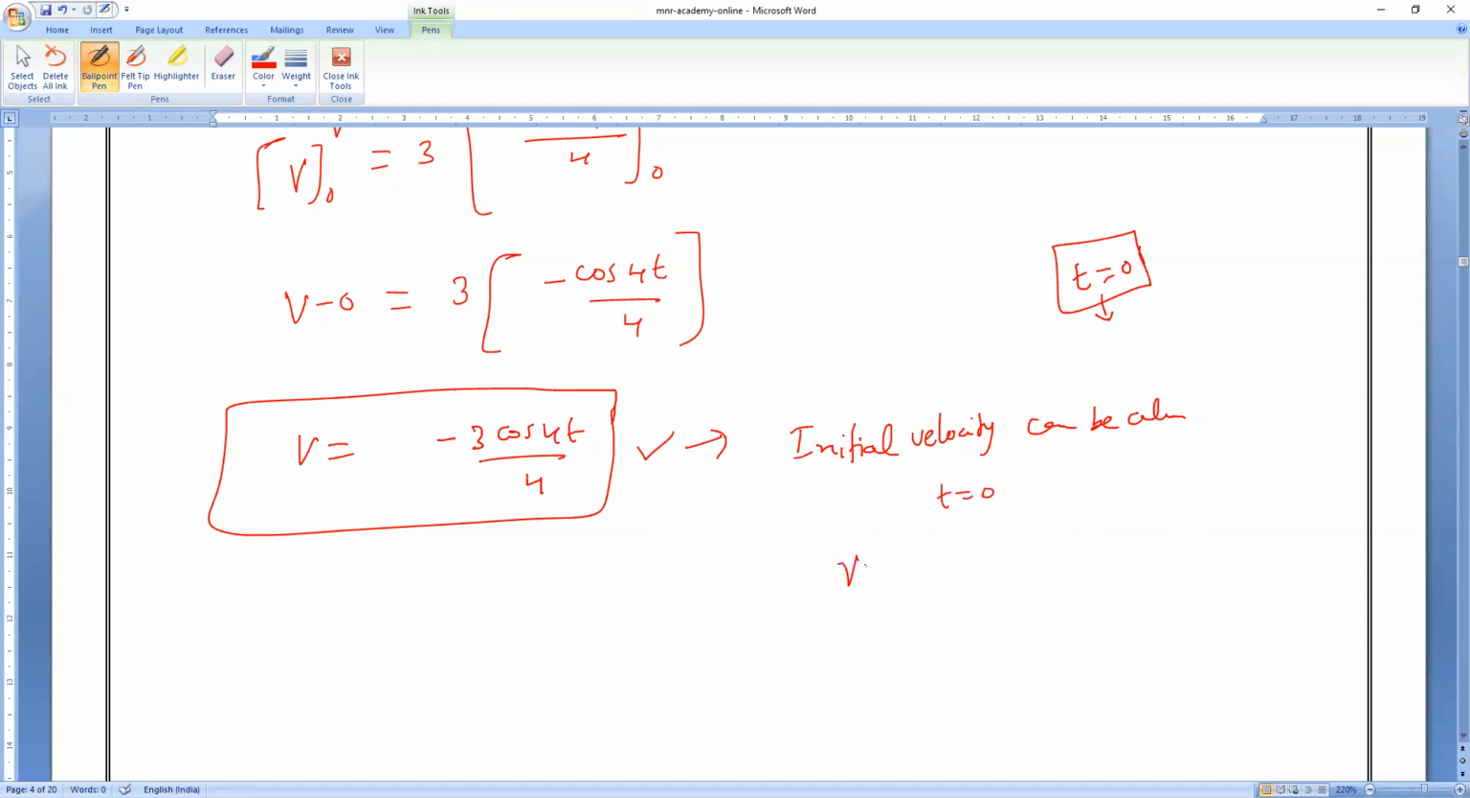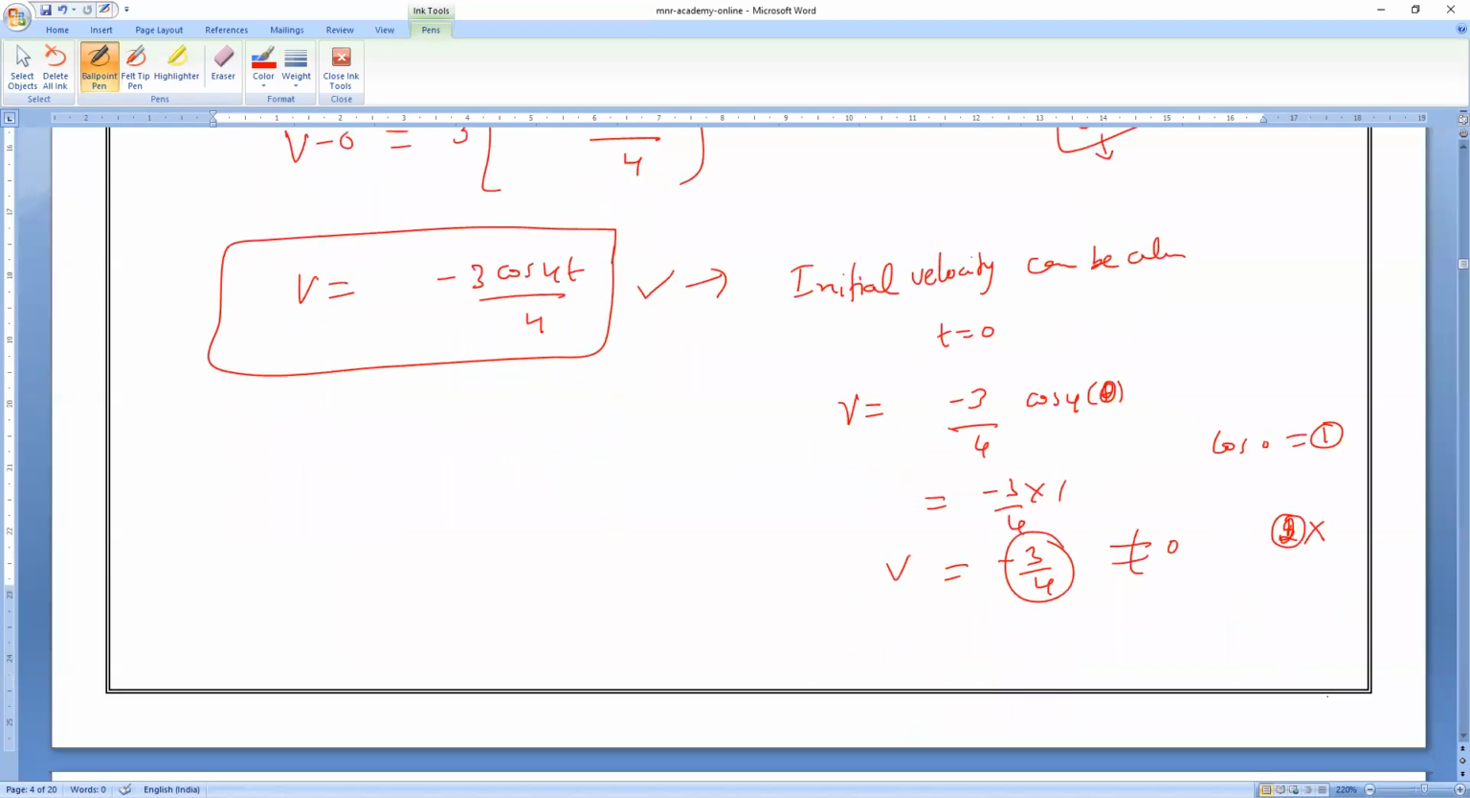So if I substitute t equals 0, we get minus 3 by 4 cos 4 into t. So 4 into 0 means 0. So cos 0 is how much? Cos 0 is equal to 1. So what is the initial velocity? 3 by 4. Is it 0? It is not equal to 0. So is option B right or wrong? Option 2 is wrong.